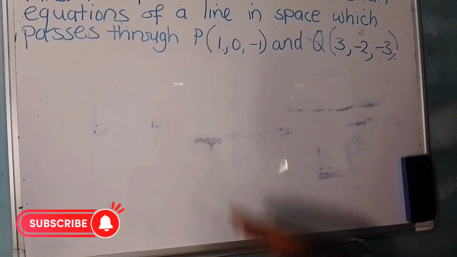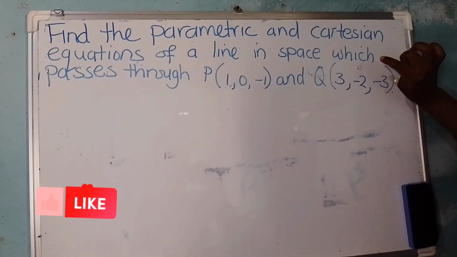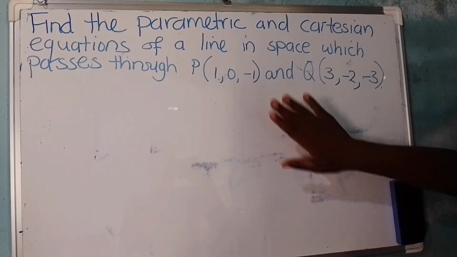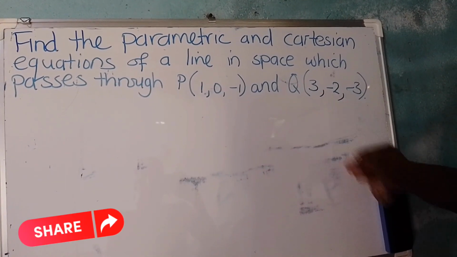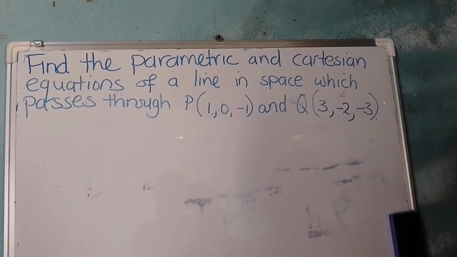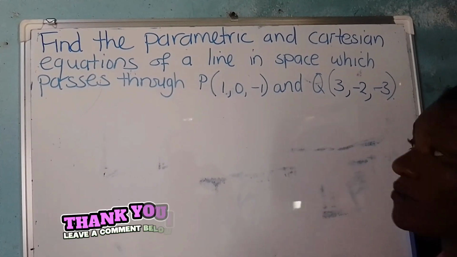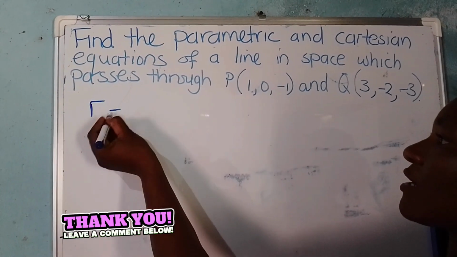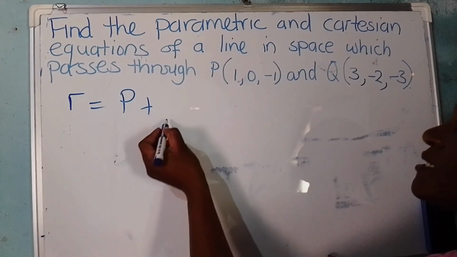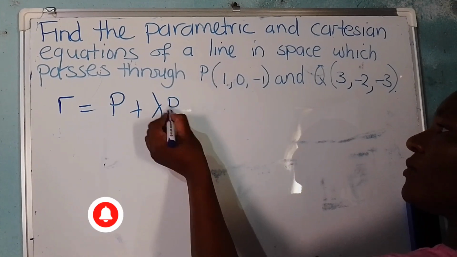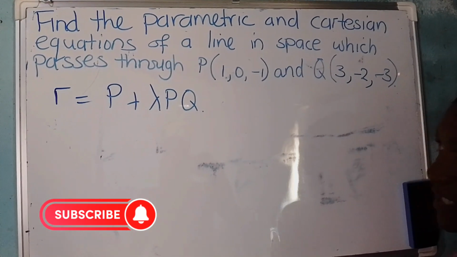Right, to find the equation of a line in space which passes through P, which has coordinates (1, 0, -1), and Q, which has coordinates (3, -2, -3). To find the equation, we use the formula r = P + λPQ. PQ is our direction vector there.